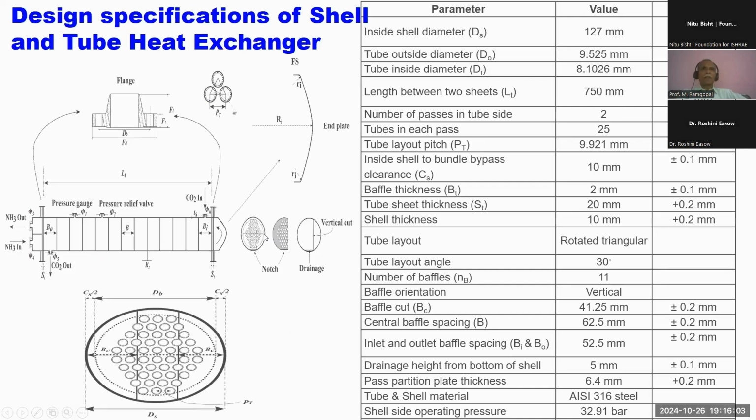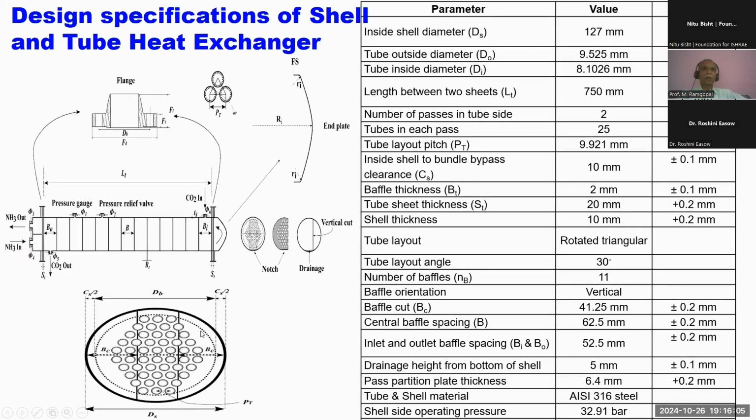And these are the specifications of the shell and tube type condenser. Remember that none of these things are off-the-shelf items. We have to design and we have to fabricate. They're not available. So we have to do the complete system design and complete component design. You can see all the details which are required for a shell and tube.